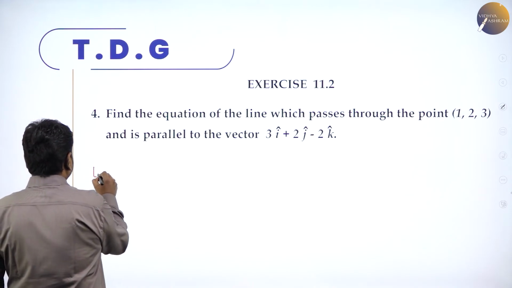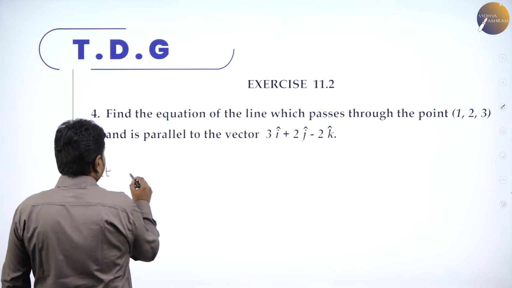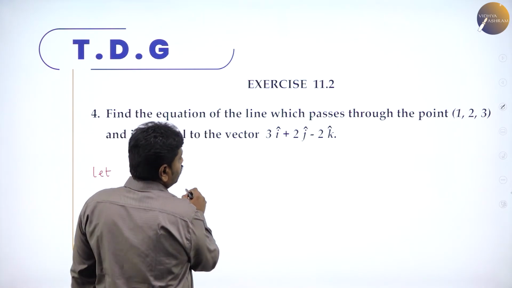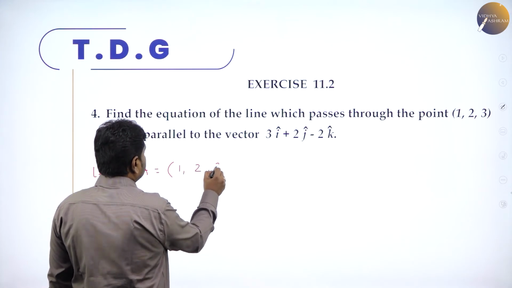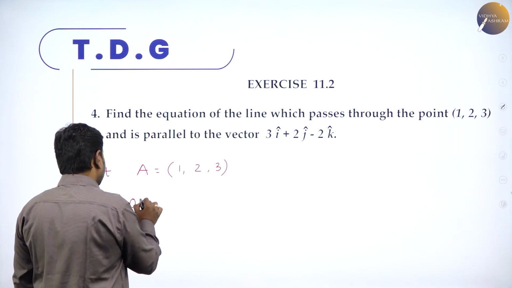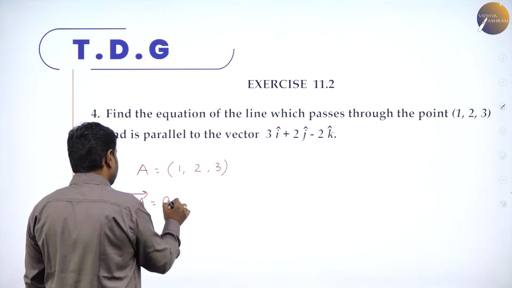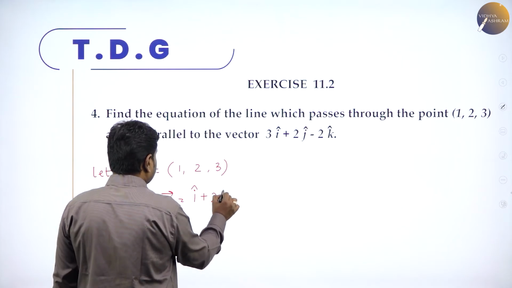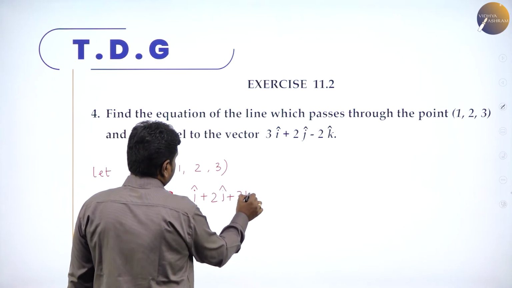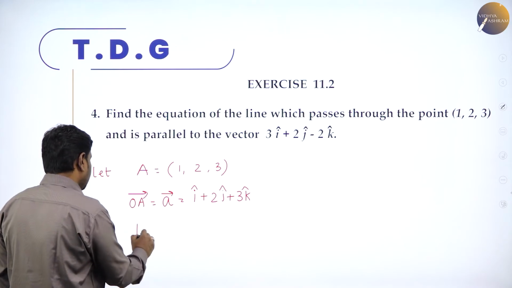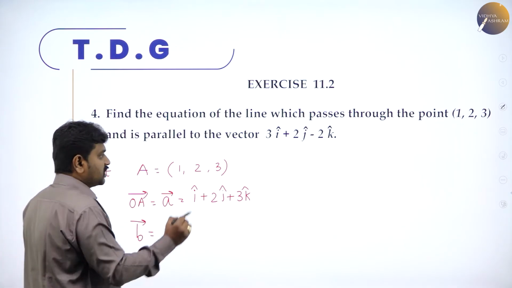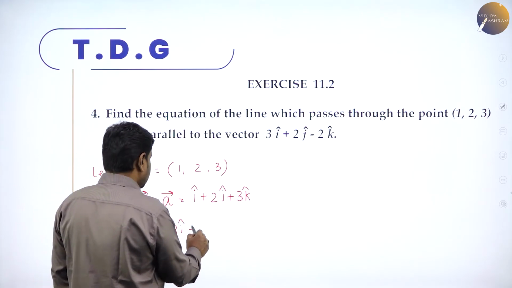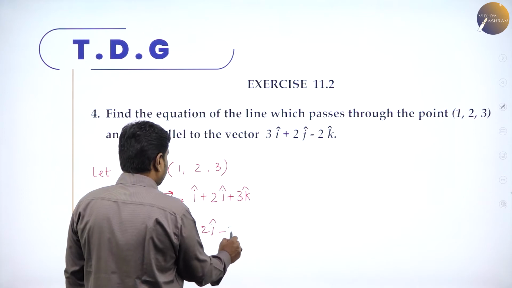First, let the given point be A, which is 1, 2, 3. So write the position vector of this. OA is the position vector of A, that is vector A. Vector A is 1 i cap plus 2 j cap plus 3 k cap. And the parallel vector we call vector B. Vector B is 3 i cap plus 2 j cap minus 2 k cap.